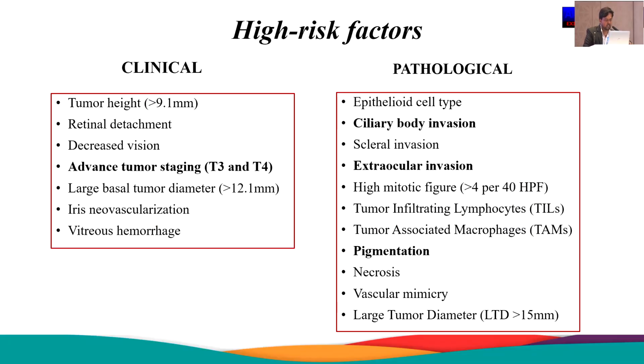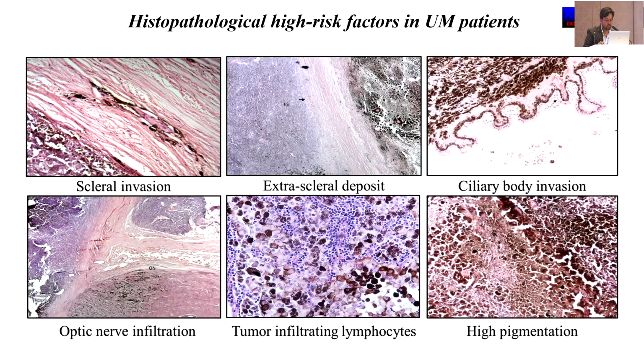These are the clinical and histopathological high-risk factors. Histopathological high-risk factors include ciliary body invasion, extraocular invasion, and high pigmentation. These are the images of high-risk factors, which are scleral invasion, extrascleral deposits, ciliary body invasion, and tumor infiltrating lymphocytes, which carry a bad prognosis in uveal melanoma compared to other tumors.